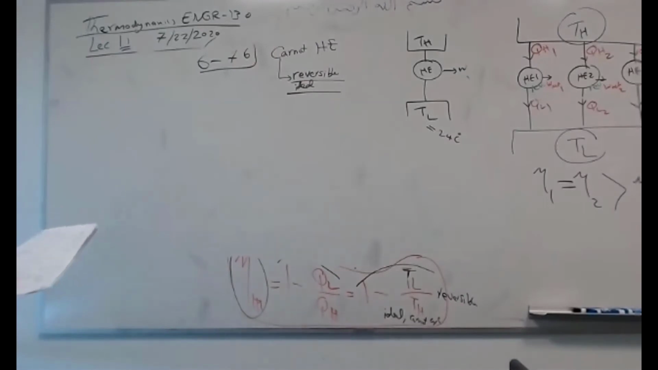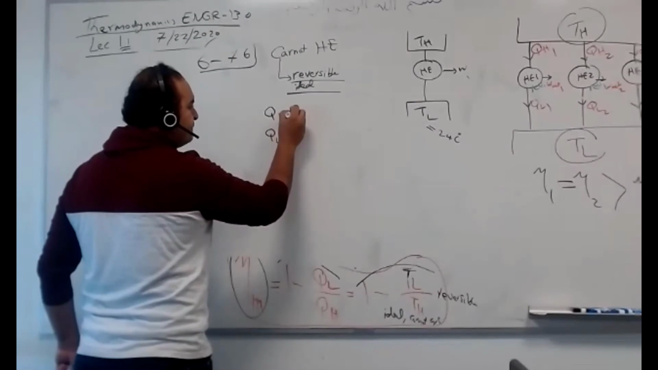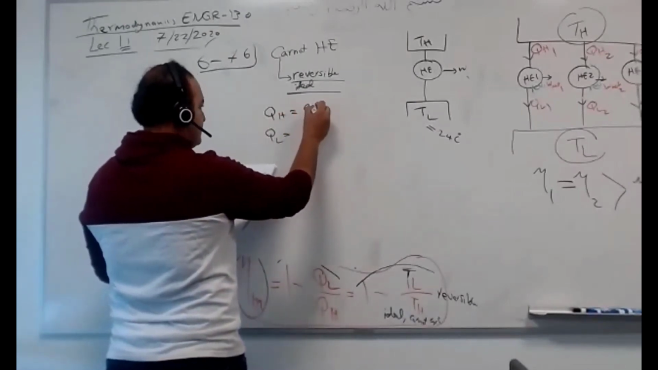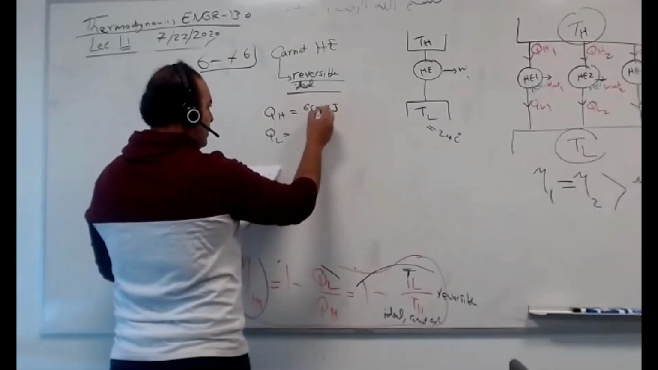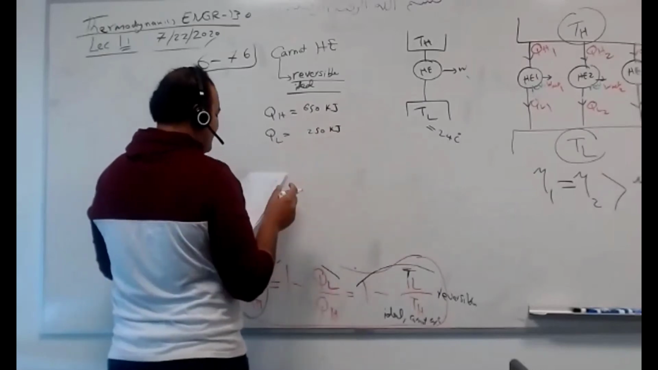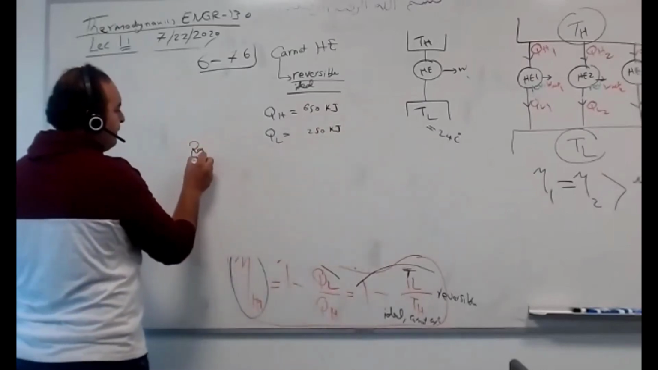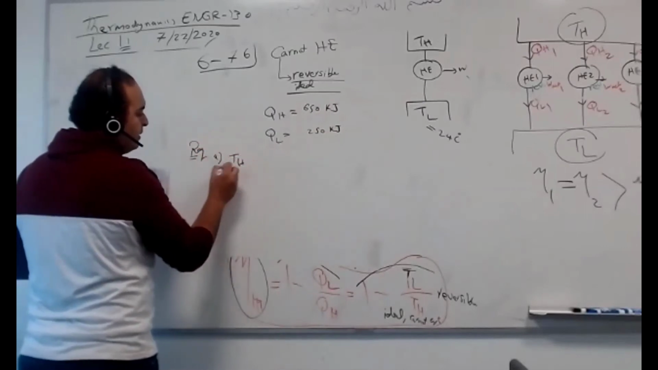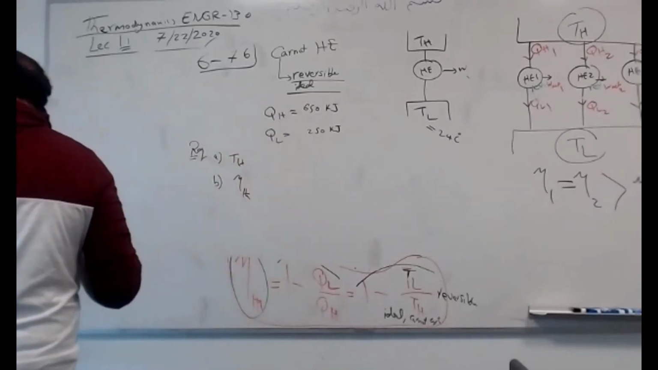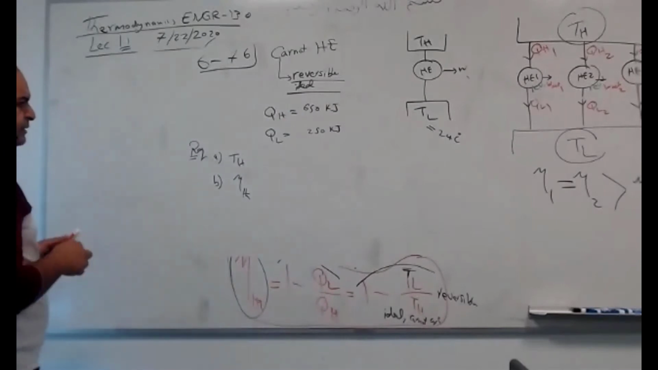Okay? He gave us Q high and Q low and T low. Q high was 650 kilojoule. Q low was 250 kilojoule. And T low was 24 Celsius. He wants required: A, T high, B, thermal efficiency. For the first required, it looks so simple.